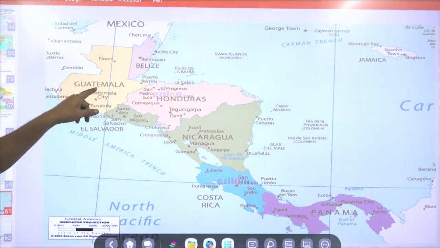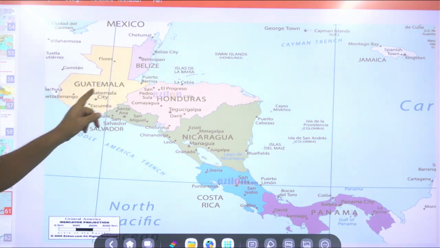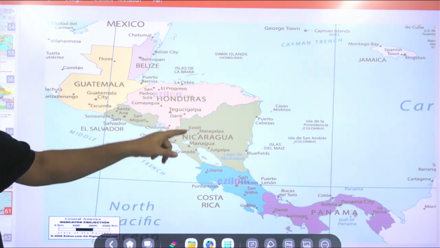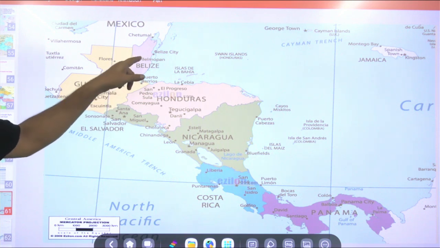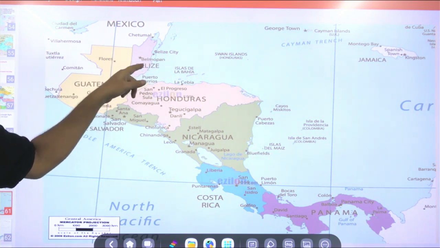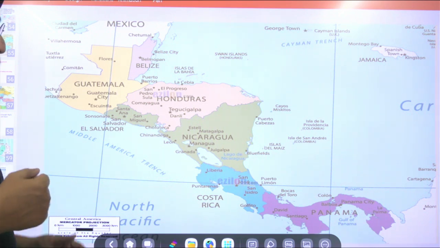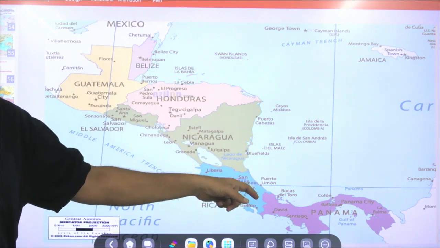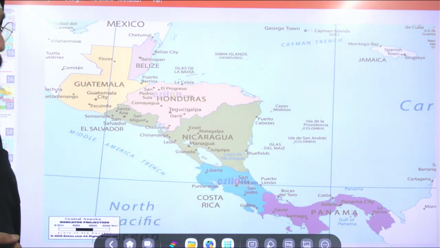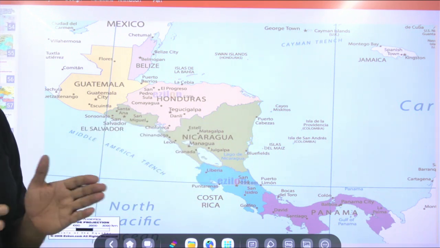See, Guatemala is having coast on both ends, with the Atlantic and with the Pacific. Honduras is having coast on both ends. Nicaragua, Costa Rica, Panama. Other than El Salvador and Belize, Belize is having an Atlantic coast and El Salvador is having a Pacific coast. So the order is to be maintained, the northernmost, the southernmost, the one making the isthmus, right? And Nicaragua is the largest among all these seven countries.